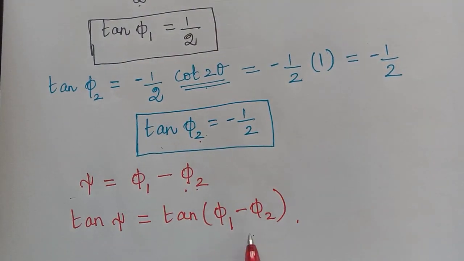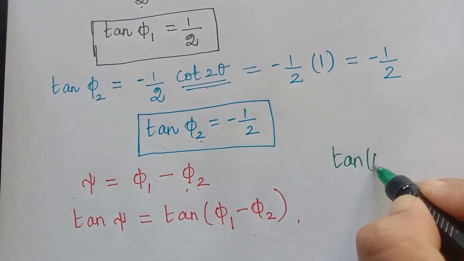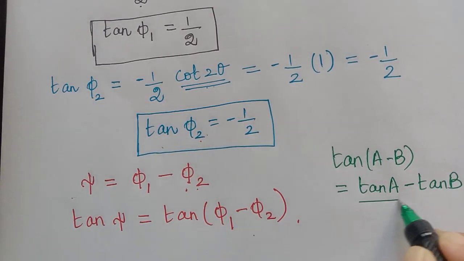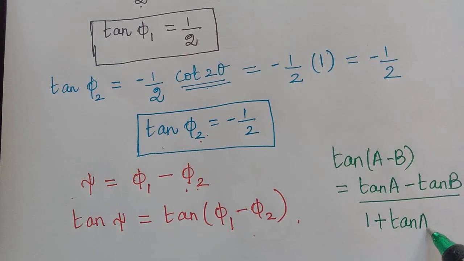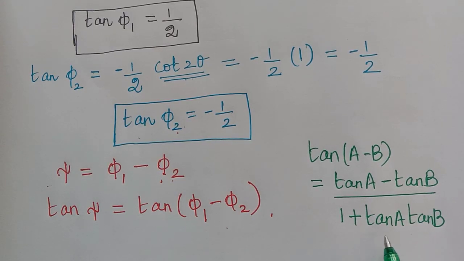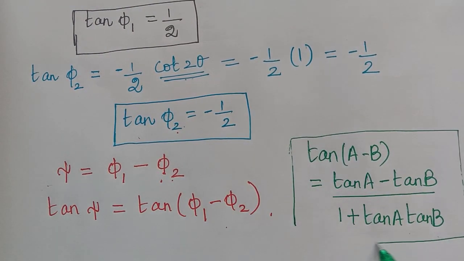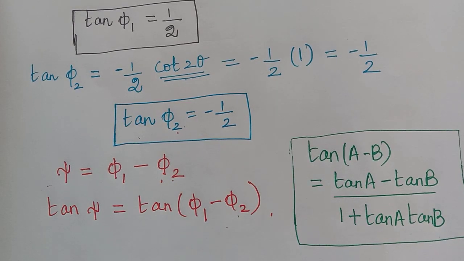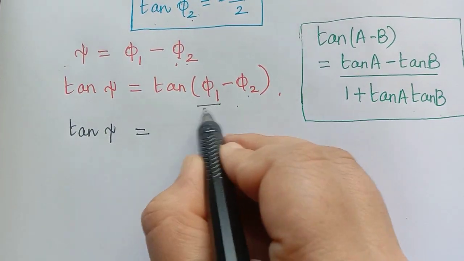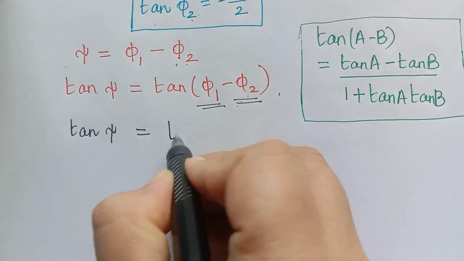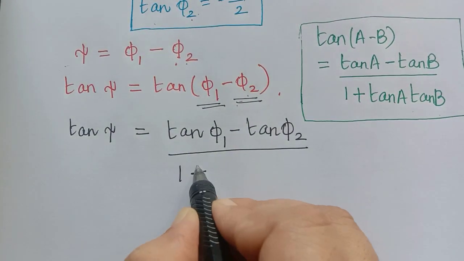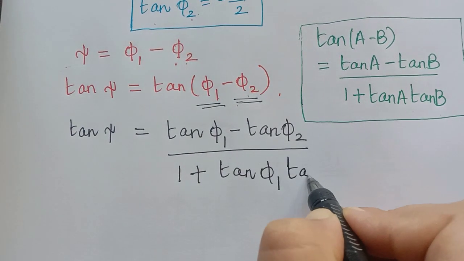But by the trigonometric identity, we know that tan of A minus B is equal to tan A minus tan B the whole divided by 1 plus tan A multiplied with tan B. So this is the trigonometric identity that we will be making use of over here. So when we apply this identity over here, what will this become? So tan xi will be equal to, so instead of A we have phi 1 and instead of B we have phi 2. So it will be tan phi 1 minus tan phi 2 the whole divided by 1 plus tan phi 1 multiplied with tan phi 2.